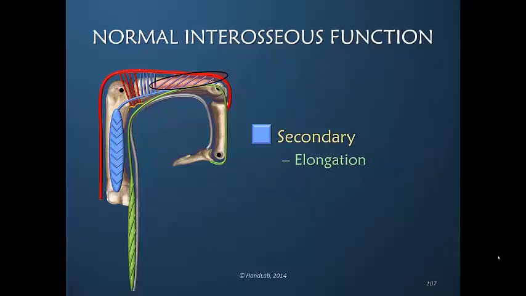These oblique fibers must elongate during normal finger flexion. That means that some of the fibers of the interosseous muscle need to be relaxed while others are contracting.